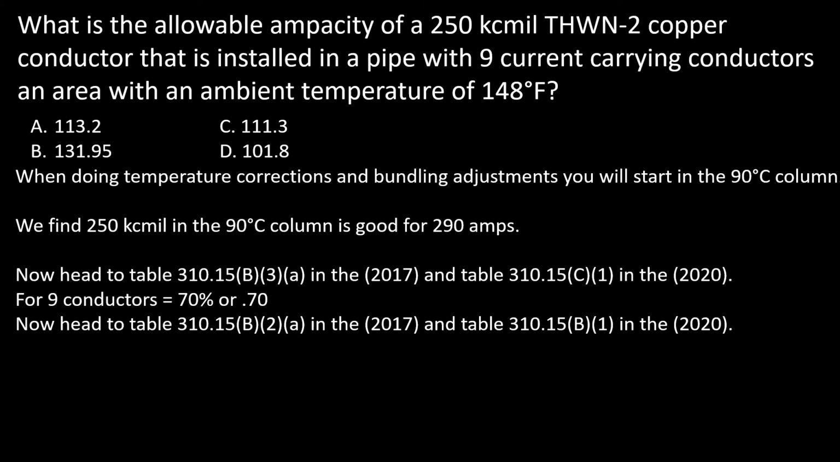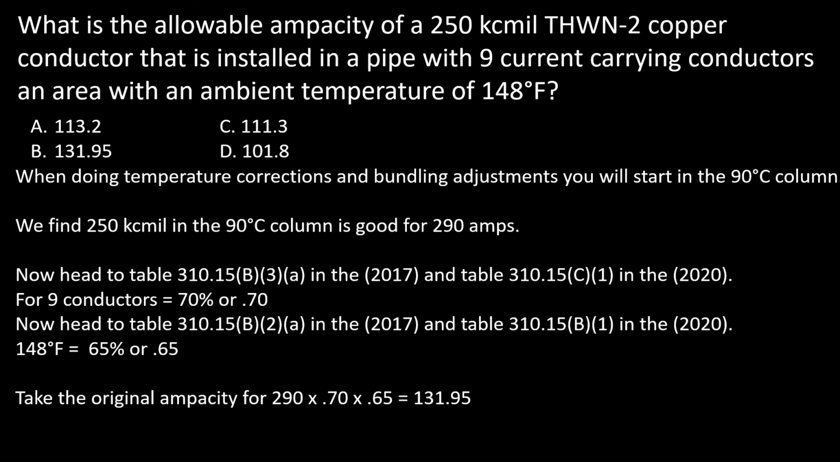Then we're going to head to our temperature correction table, and we're going to find out that 148 degrees Fahrenheit is 65% or 0.65. Then we bear out the math. We take our original ampacity multiplied by 0.70 multiplied by 0.65, and that's going to give us a new allowable ampacity of 131.95 amps, and we're going to select B.